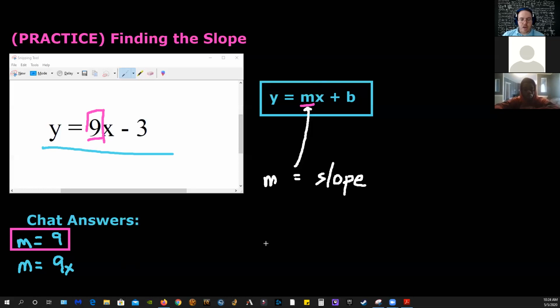If you were to try to visualize that, which I think you should try to do, especially when you're being asked to compare these things to other pictures or graphs or whatever. This line would be going up 9 and then over 1 and then going up 9 again and then over 1. So this is a very, very steep line, going up 9 over 1, up 9 over 1, and so on.